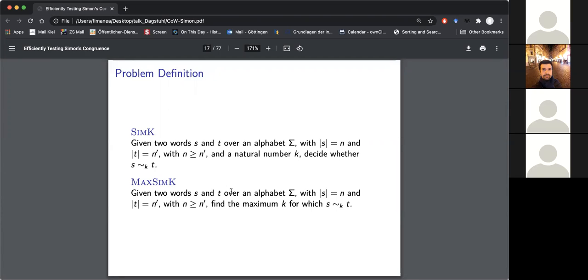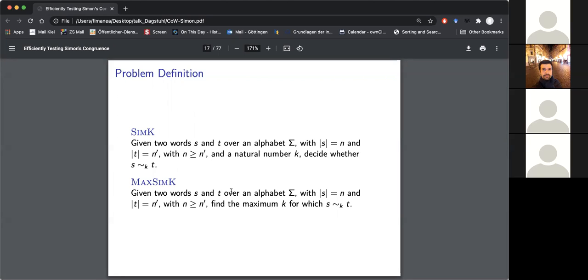And now we can get to the basic two problems that we will approach. I call them SimK and max SimK. The first problem is just a decision problem. Given two words, S and T, and a natural number K, we need to decide whether S and T have exactly the same set of subsequences of length K. So is S SimK equivalent to T? But pay attention, S, T, and K are given in this case.